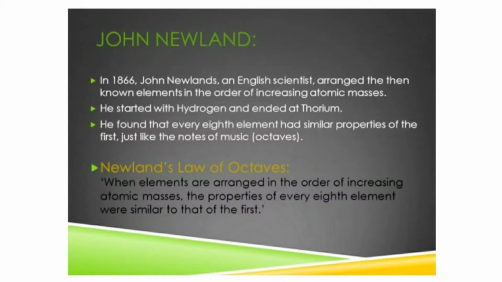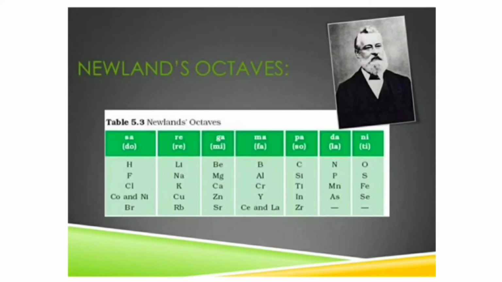John Newlands. In 1866, John Newlands, an English scientist, arranged the then known elements in the order of increasing atomic masses. He started with hydrogen and ended at thorium. He found that every 8th element had properties similar to the first, just like the notes of music octaves. Newlands' law of octaves: when elements are arranged in order of increasing atomic masses, the properties of every 8th element were similar to that of the first.